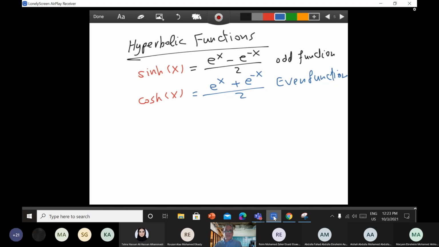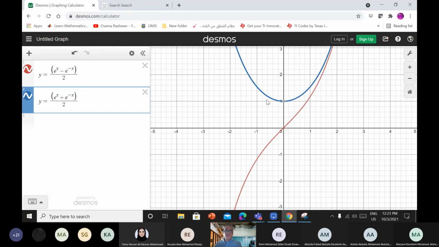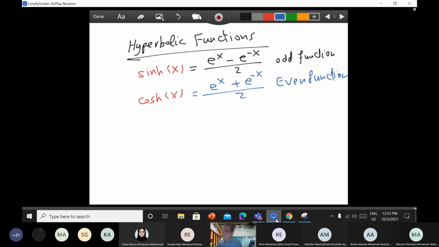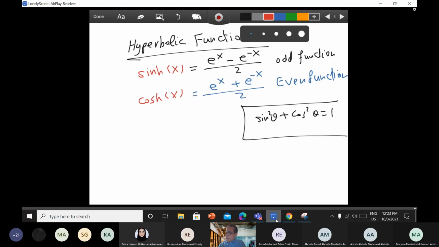I remind you again, the even function, the blue one, is symmetric with respect to the y-axis, but the odd function sin is symmetric with respect to the origin. Good. So let's go and see. I just remind you, we have sine square theta plus cosine square theta equal to 1. Do we have something like this?